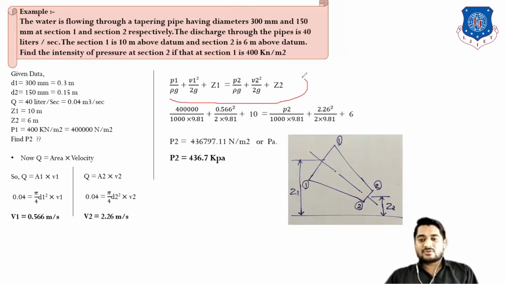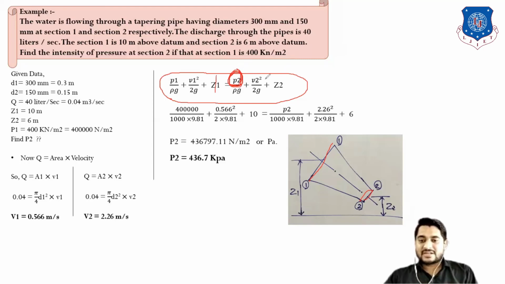So P1 by rho g plus V1 square by 2g plus Z1, that is for section 1, is equal to P2 by rho g plus V2 square by 2g plus Z2 for section 2. Because according to Bernoulli equation, energy remains same throughout the pipe, right? So here we have to find out first of all P2. This will be our output. Here guys, P2, this will be our output. So we have to find out all other data.